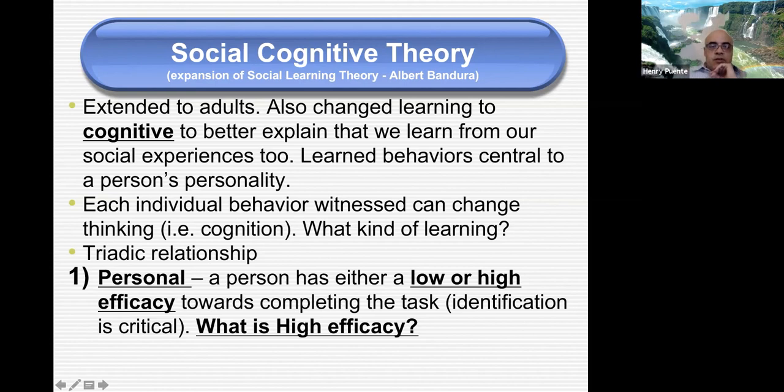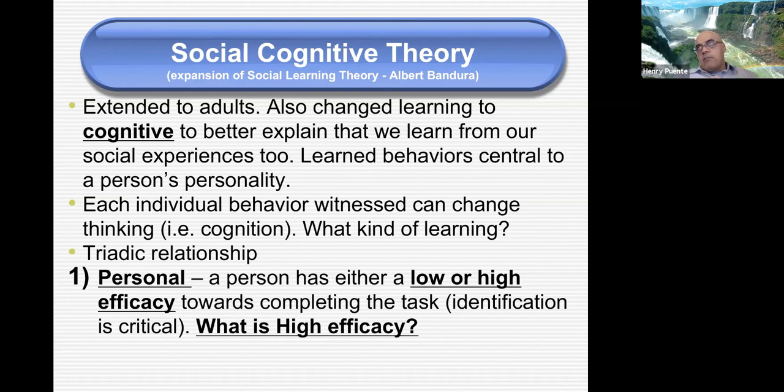So personal. In the triadic relationship, we have personal. We have a person who either has high or low efficacy. So efficacy, in other words, is more likely or more observational learning behavior. So again, more observational learning behavior, high efficacy. This is where if you relate closely to the person who's doing it, that means you have a high efficacy. In other words, you're identifying with the person who's doing it.